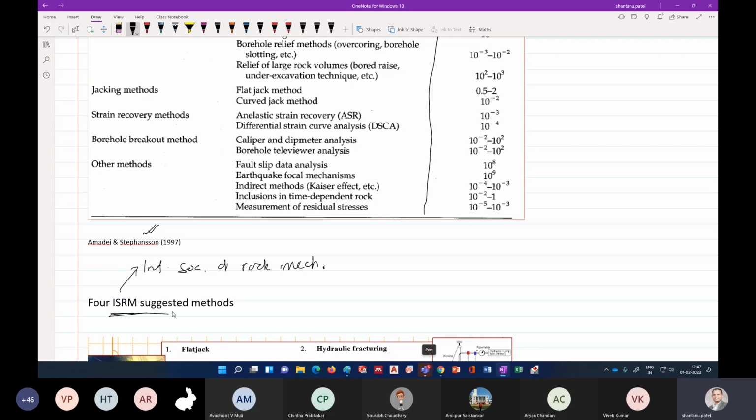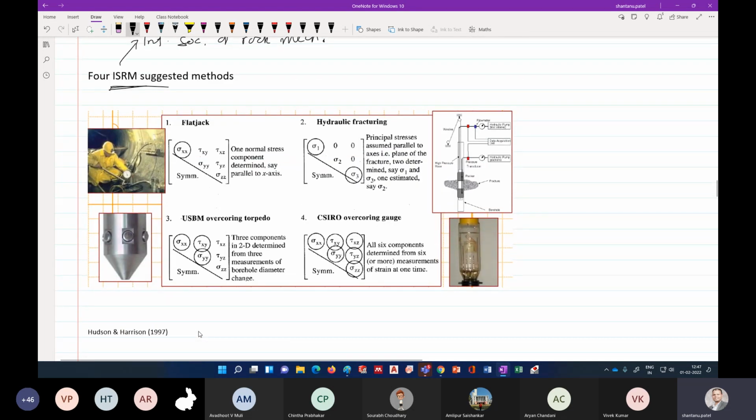So we have this ISRM suggested method, and it actually suggests four methods. First is the flat jack method. Second is the hydraulic fracturing method. The third is the USBM overcoring method, and the fourth is the CSIRO overcoring method.